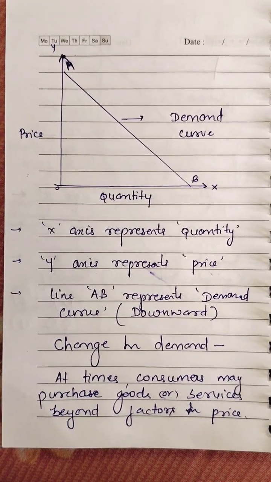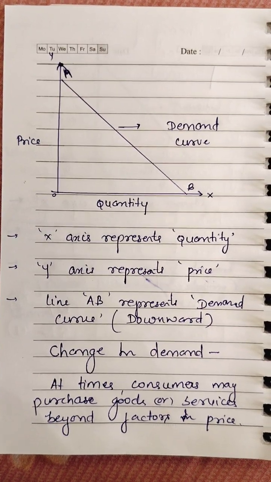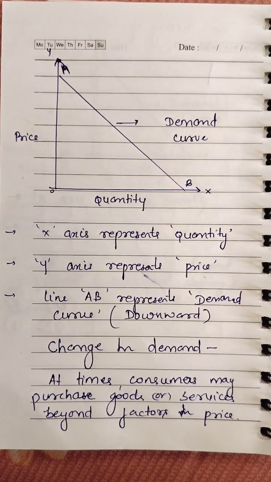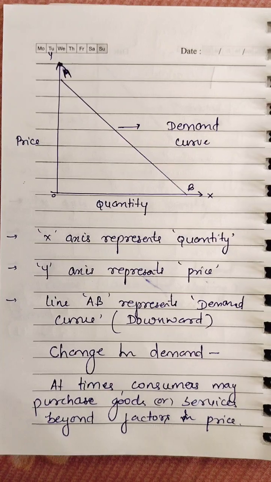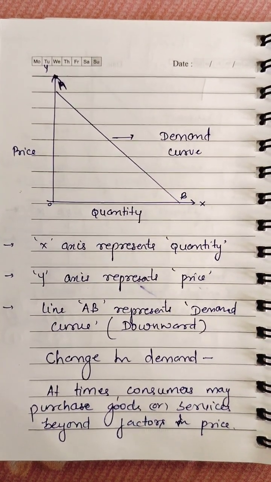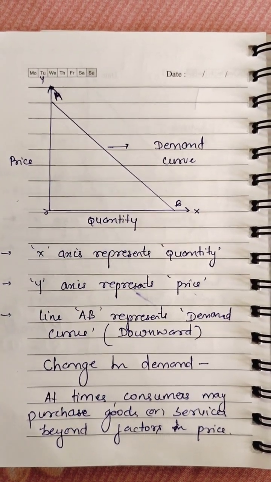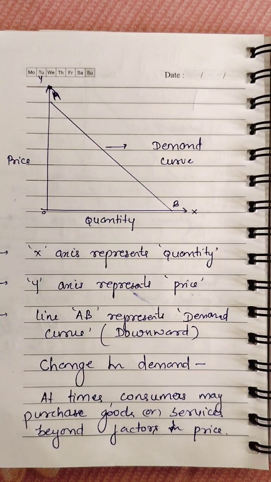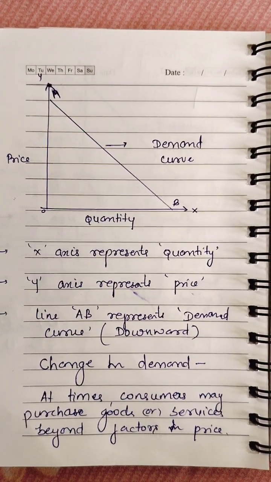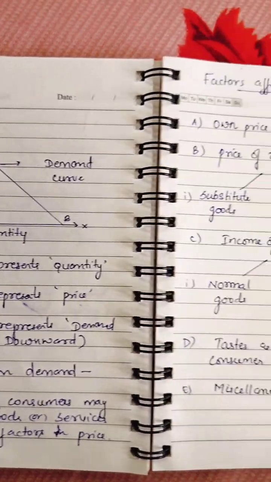of demand. Here the x-axis represents the quantity of the commodity and the y-axis represents the price of the commodity, and line AB represents the demand curve, which is sloping downward. It is because the price of the commodity and the quantity of the commodity have an inverse relationship, and there are so many other factors which affect the demand. So let us discuss them.